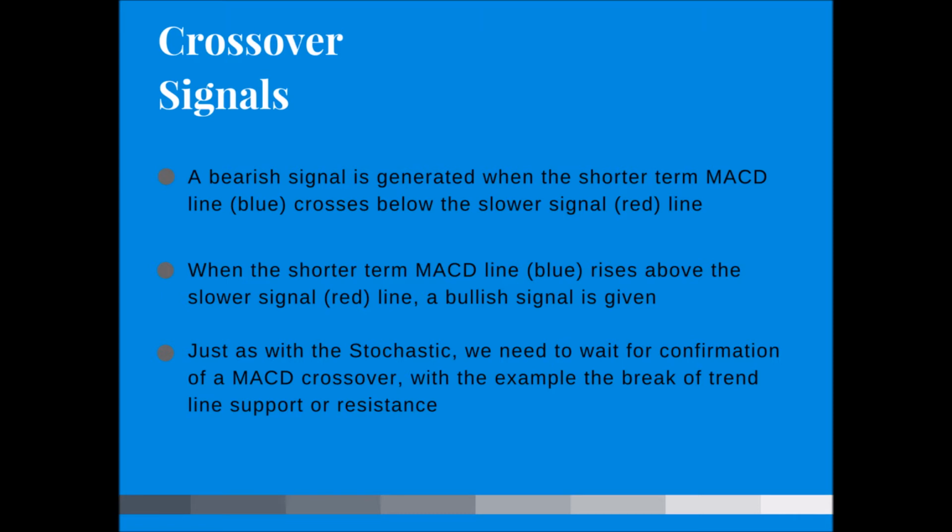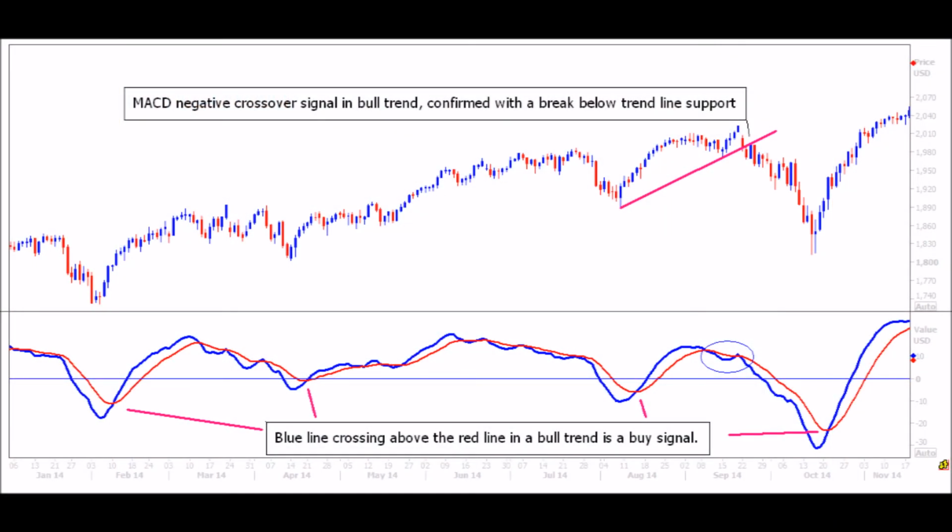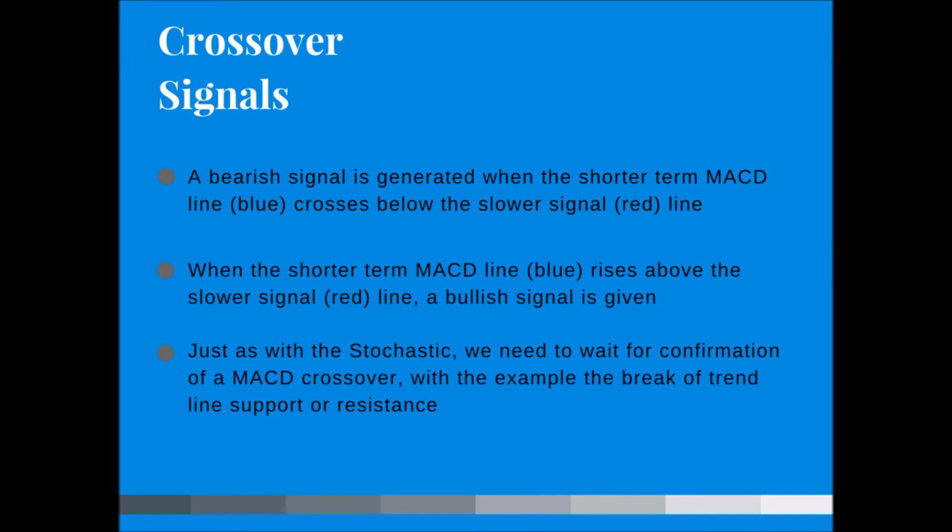A bearish signal is generated when the shorter term MACD line, the blue line, crosses below the slower signal, or the red line, in my examples anyway. So there we go, we're getting moving average crossovers again, indicating strength or weakness in the market. When the short term MACD line rises above the slower red signal line, the bullish signal is given. I prefer to use these signals as confirmation of a reversal of a trend when combined with candle formations.